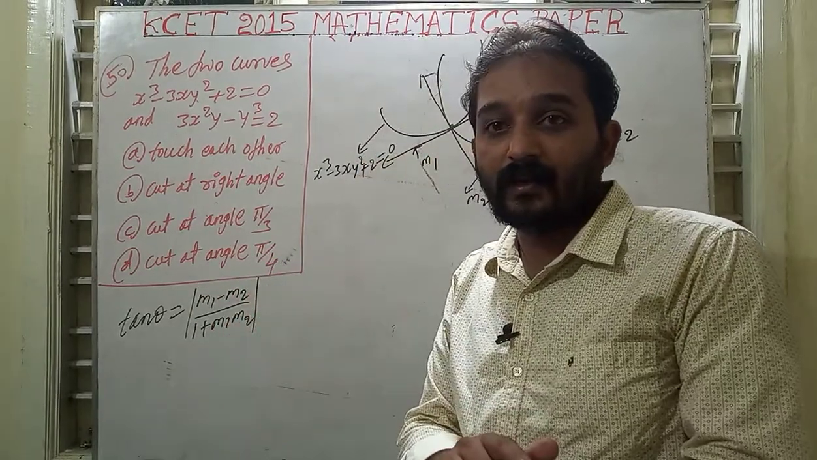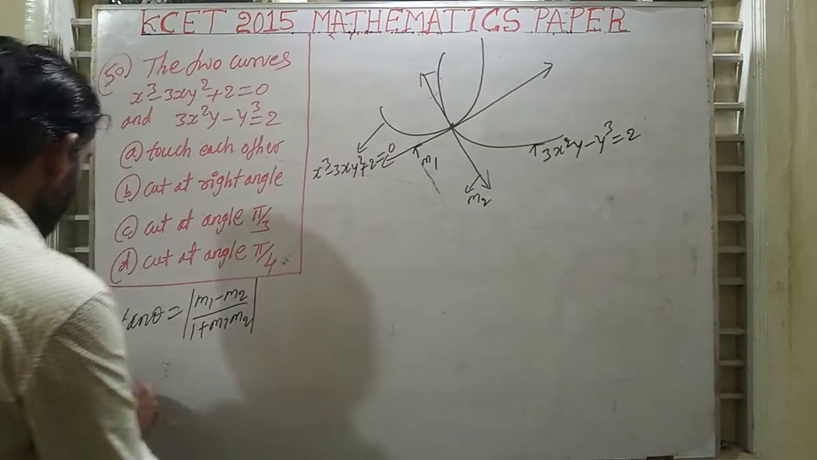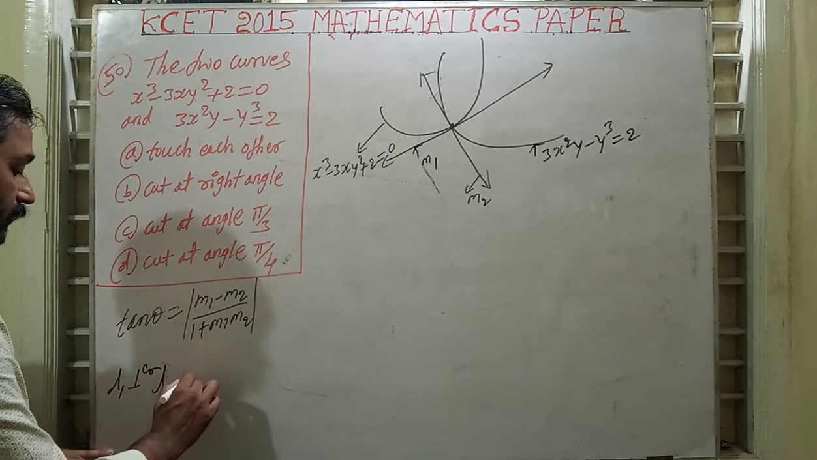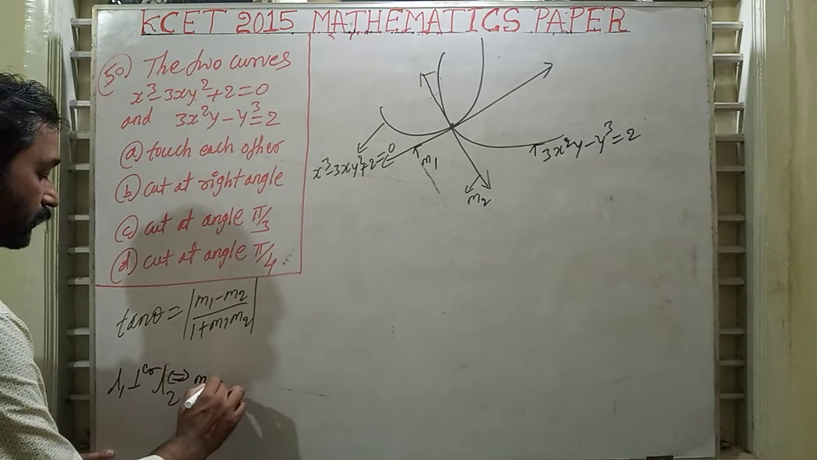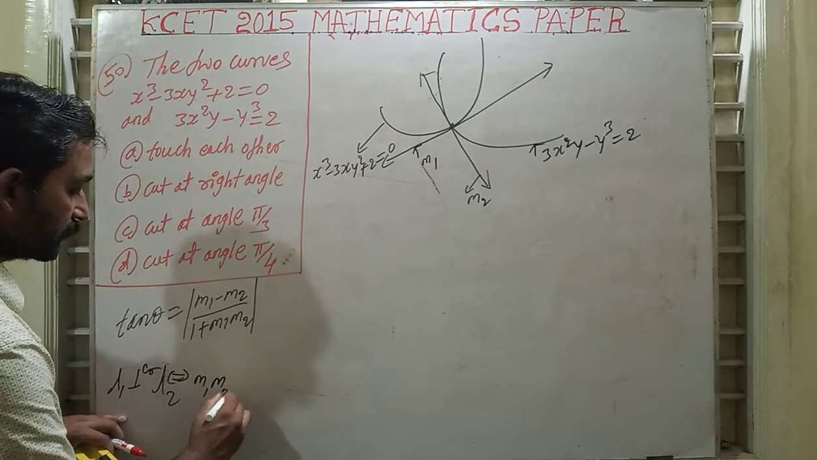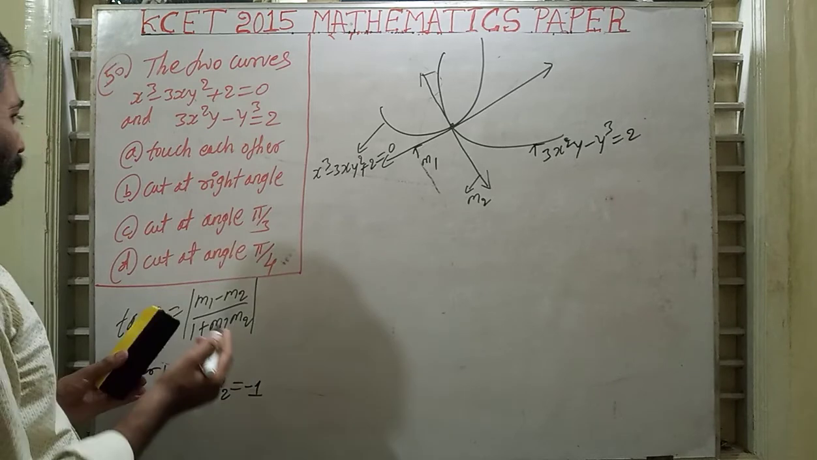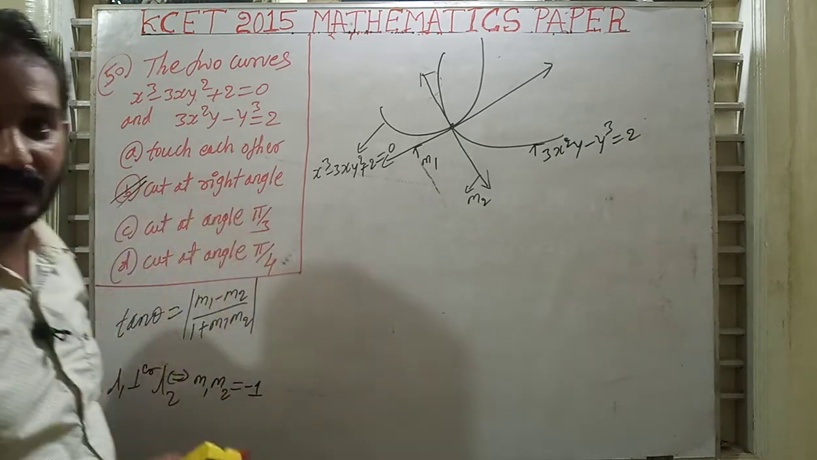The condition for perpendicular: if two lines L1 and L2 are perpendicular, it means M1 into M2 is equal to -1. So using this condition, in this case we find the angle between them. It is cut at right angle, of course. Let me simplify and show how.